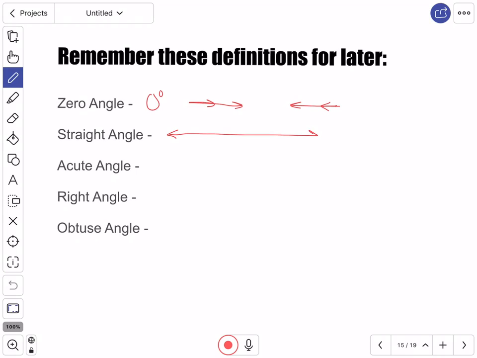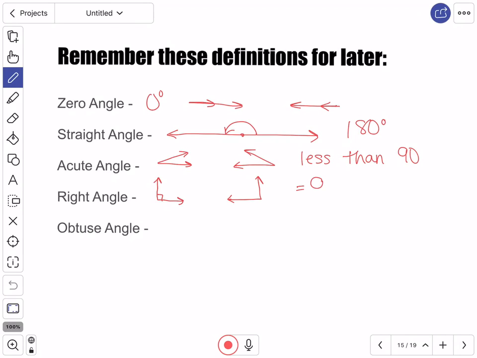A zero angle is an angle that measures 0 degrees, and it's going to look like this or like this. Okay? A straight angle is going to look like this. It's going to have its central point, and it's going to measure 180 degrees. An acute angle might open this way, it might open that way, right? And it's going to measure less than 90, okay?